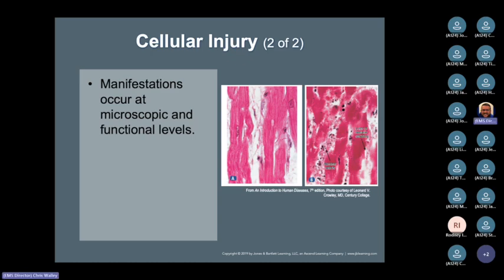Let's see, dysfunctions in one system affect the function of another system. Cellular injury can be repaired up to a point with some proper treatments.